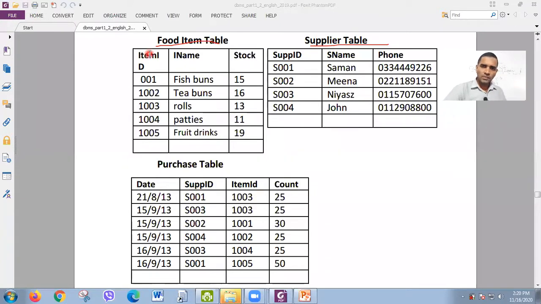So food item table is connected to purchasing table, supplier table also connected to purchasing table. So now I can indirectly say that food item table can be connected with supplier table through purchasing table. So this is connected to this one, this is connected to this one. So it means food item table can be connected with supplier table through purchasing table. So like I mentioned earlier, A is related to B, B is related to C. So now I can say A is related to C.